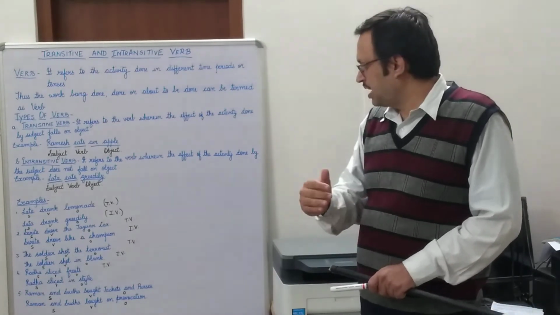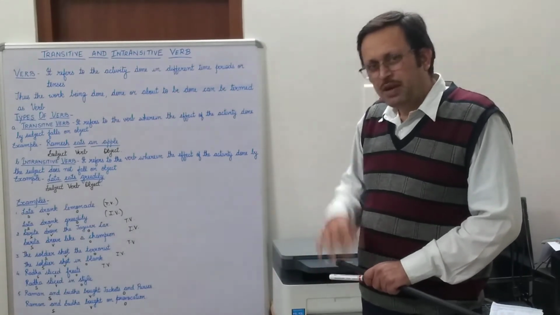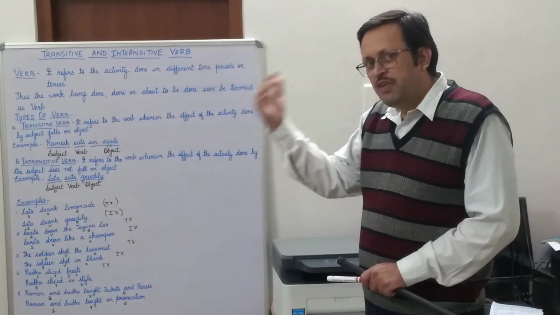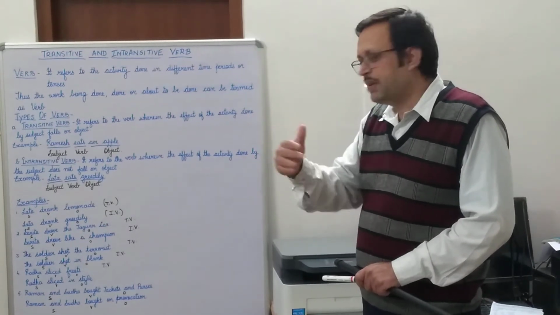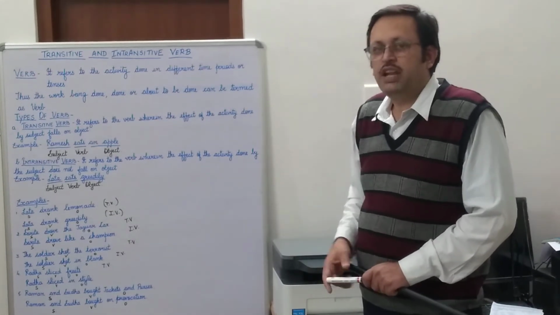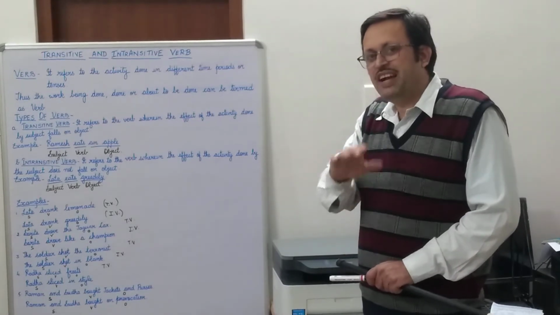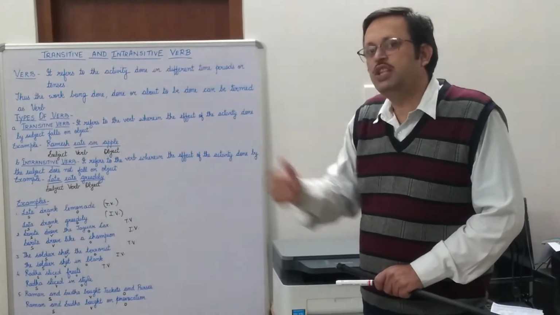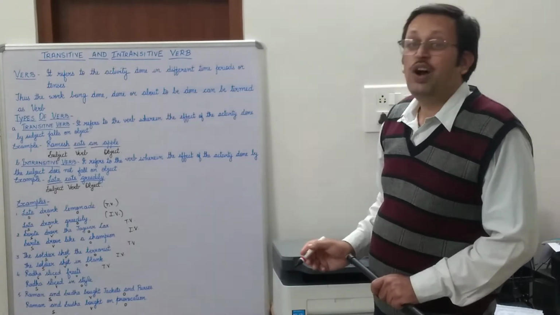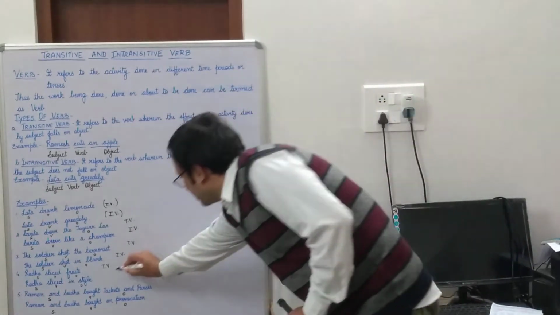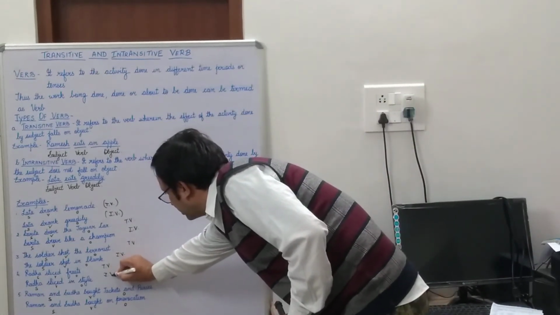The next part, "Radha sliced in style." Here again the activity is sliced. But here, do we find that the effect of the activity has fallen on the object? No, we are not able to find out. So here we find that the effect of the activity has not fallen on the object. So it becomes your intransitive verb sentence.